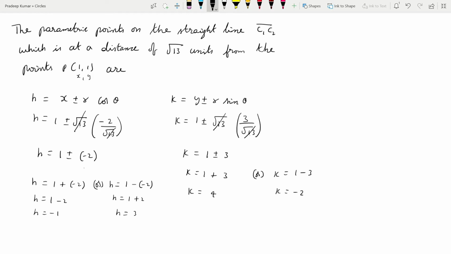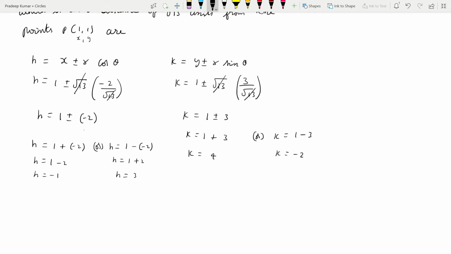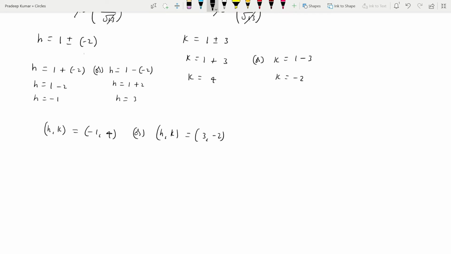So if at all we have to write the centers now, I can write here h comma k. The first center I'm writing as minus 1 comma 4. So this is minus 1 and this is 4 as the first center. Or the second center we can write as h comma k equal to 3 comma minus 2. This is h and this is minus 2 as the k. So we got these centers, that is both of the centers, or else we can write this as center 1, circle center 1, and this is center 2. So these are the centers of the circles we got.